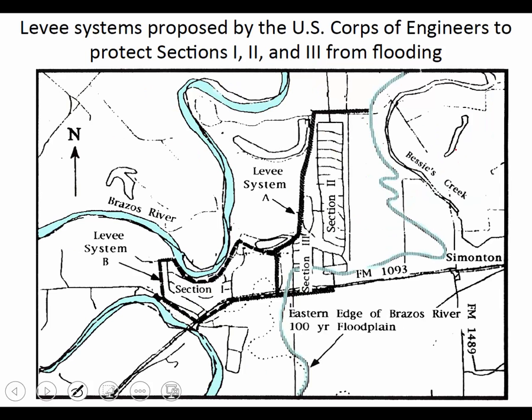Now the second thing is you need to evaluate both the flooding and the erosion, particularly the erosion, in the context of the levees that were proposed by the Corps of Engineers. There's two levee systems, Levee A that protects sections 1, 2, and 3, and Levee B that protects section 1 of the subdivision. Now remember also, as I said, the Corps of Engineers isn't going to build something unless they think it'll last for at least 50 years.